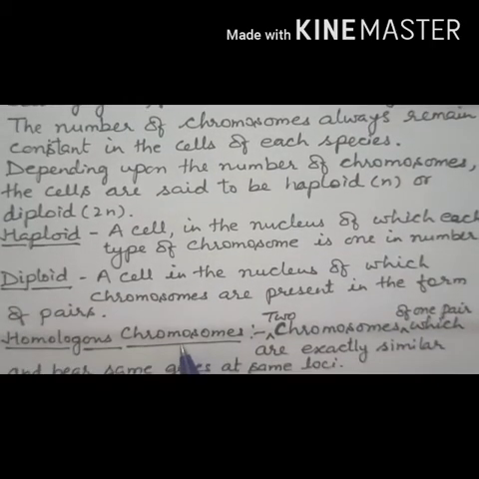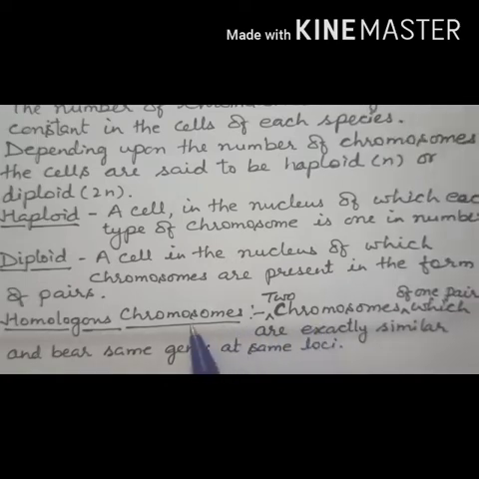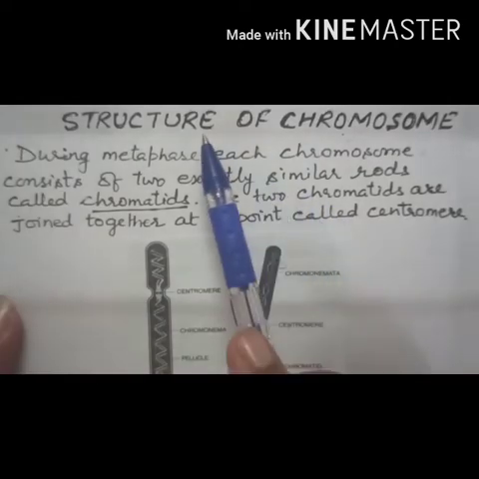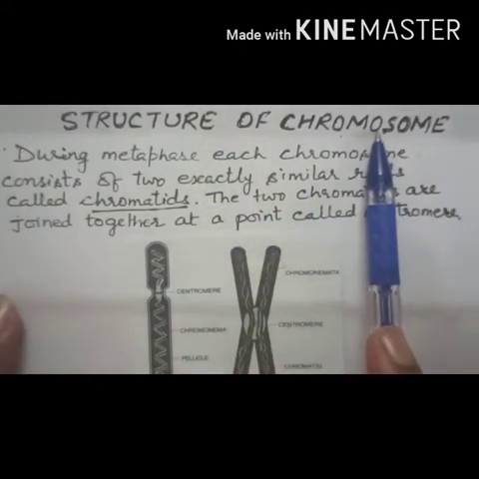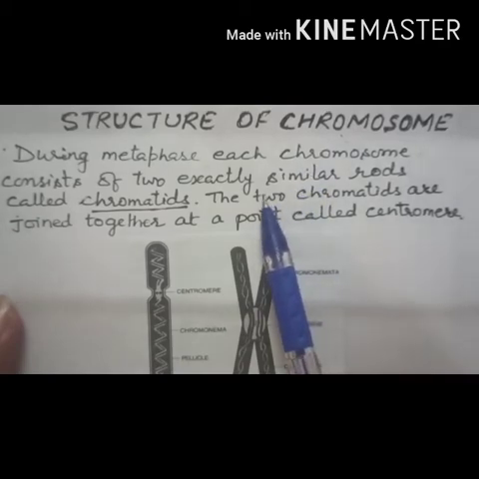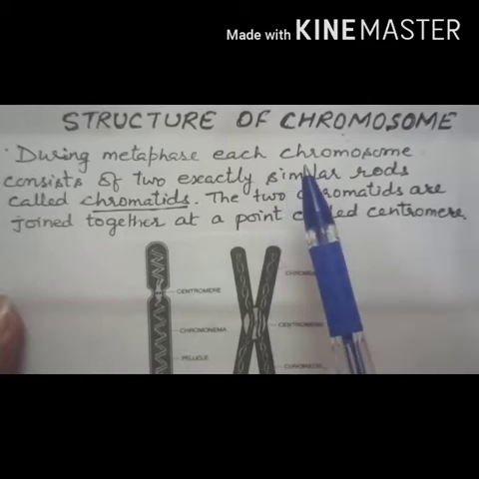Now next, what are homologous chromosomes? Two chromosomes of one pair which are exactly similar and bear the same genes at the same loci, meaning the same position, are called homologous chromosomes. Okay, now next is the structure of chromosome. Now I am attaching a video through which you can easily understand the structure of chromosome and their types, right?